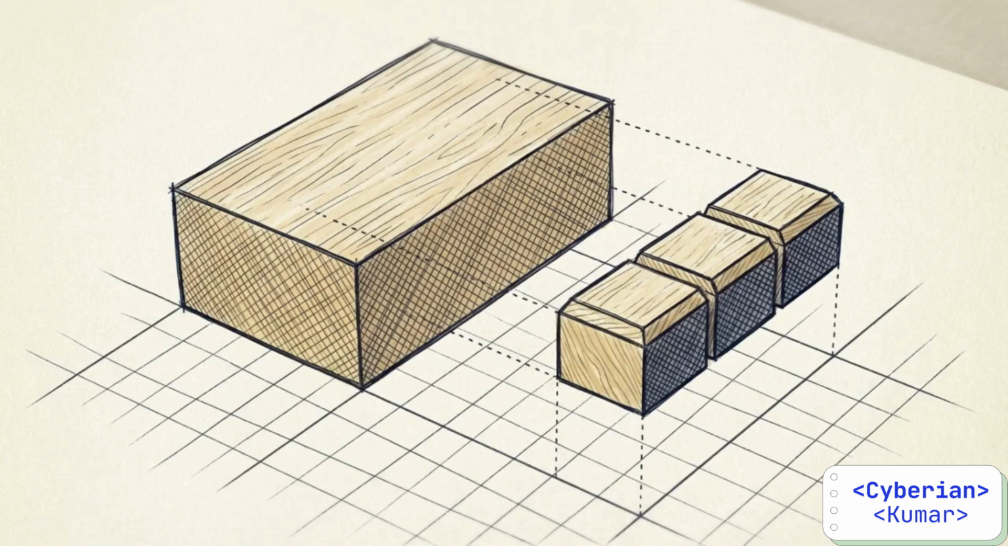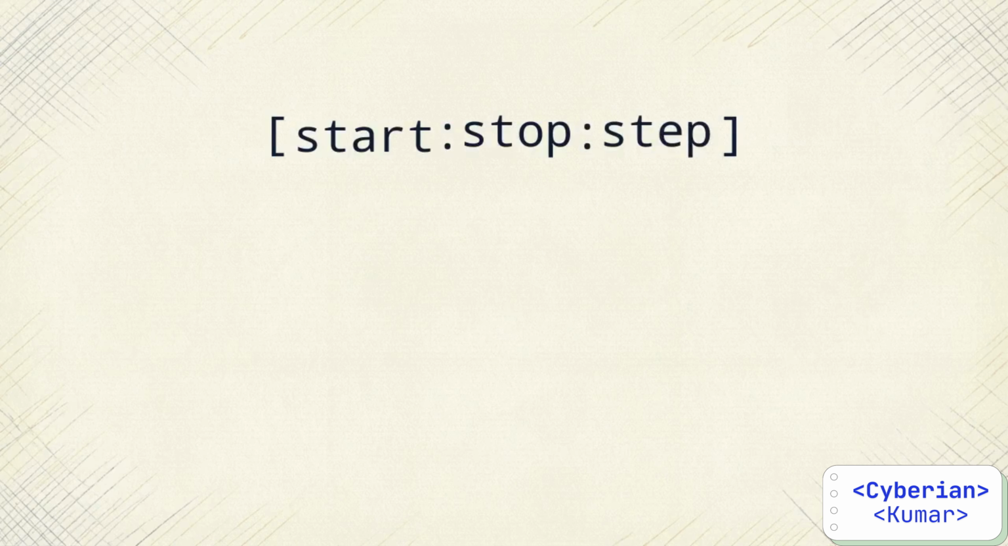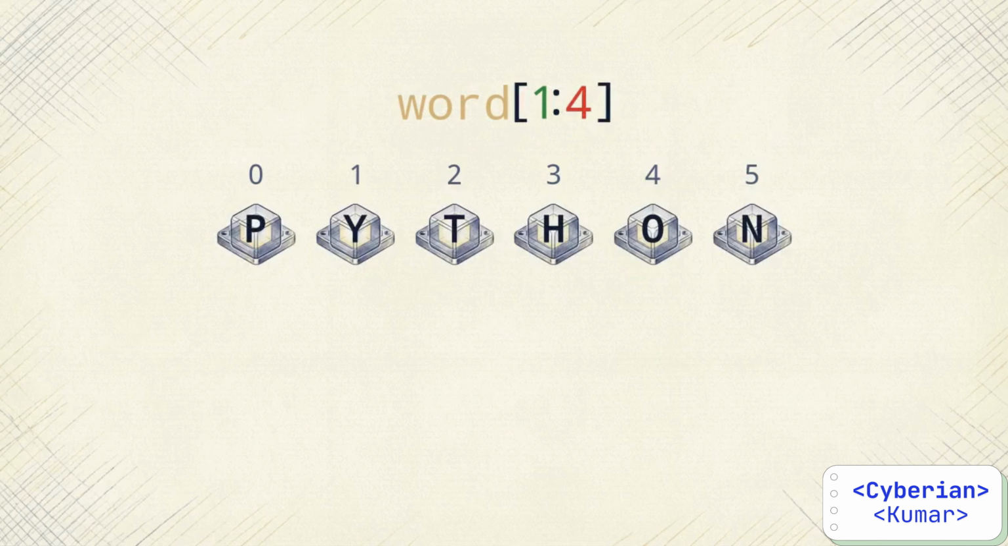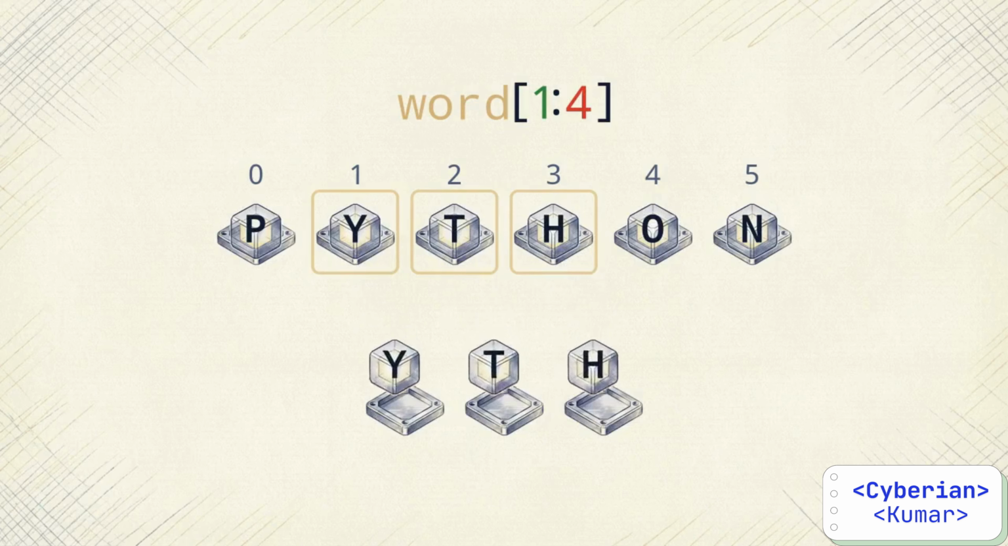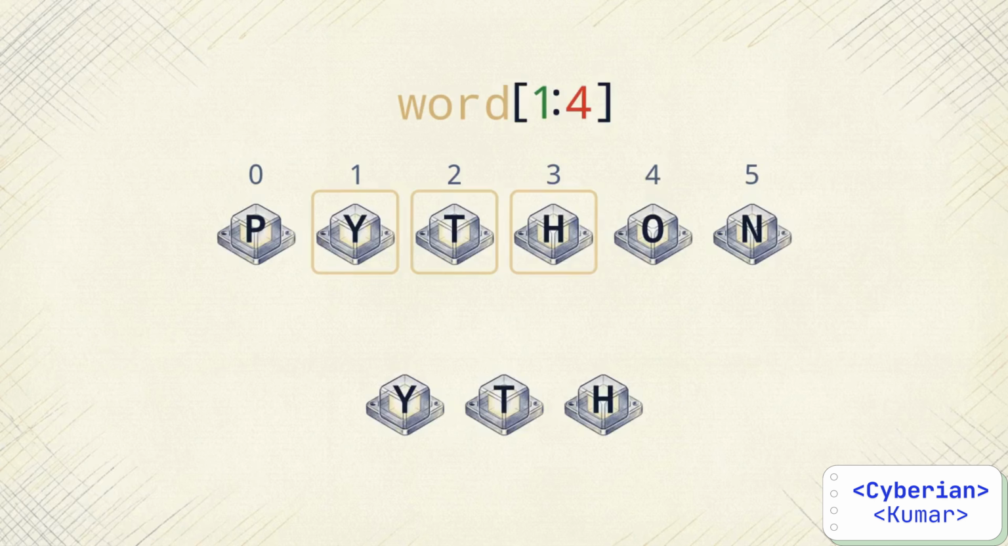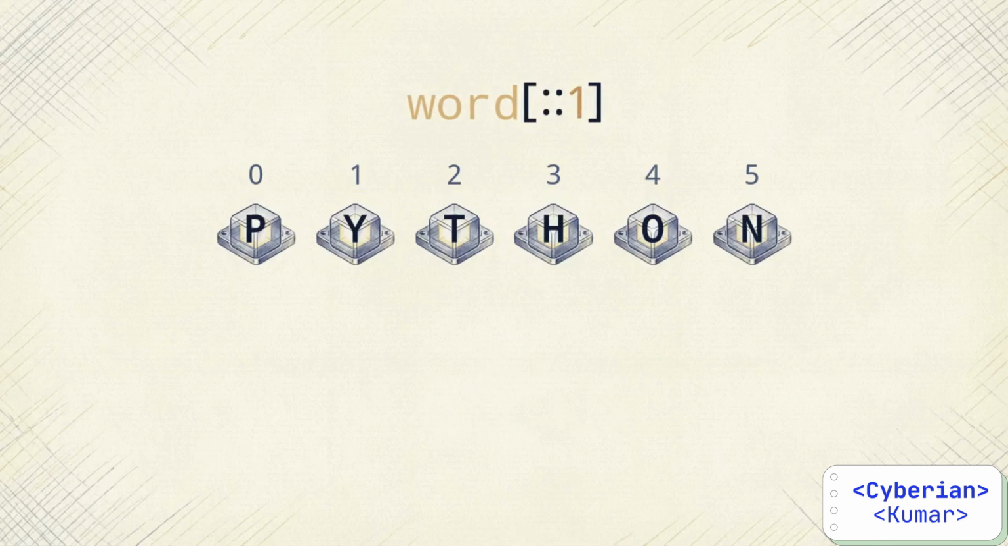When we need to pull targeted subsets of data without violating the immutability axiom, we use an algorithmic tool called slicing. This blueprint displays the extraction syntax: start, stop, and step. The start boundary is inclusive, but the stop boundary is strictly exclusive. Passing the coordinates word[1:4] captures index 1, 2, and 3, which detach to form a new independent sequence, YTH. The step parameter determines the stride between extracted characters.